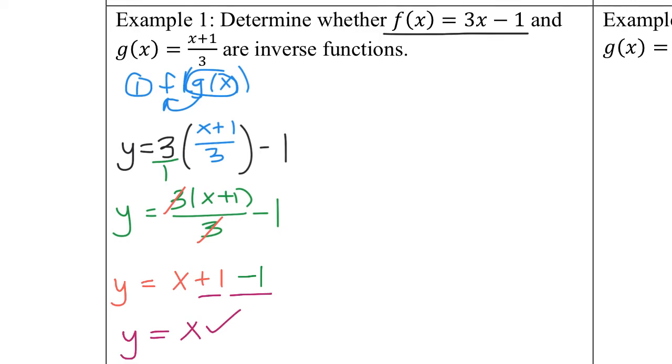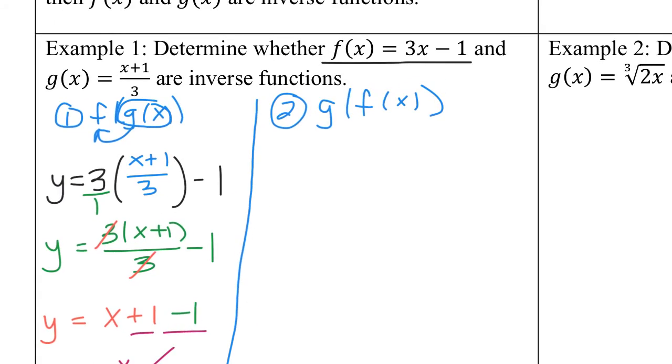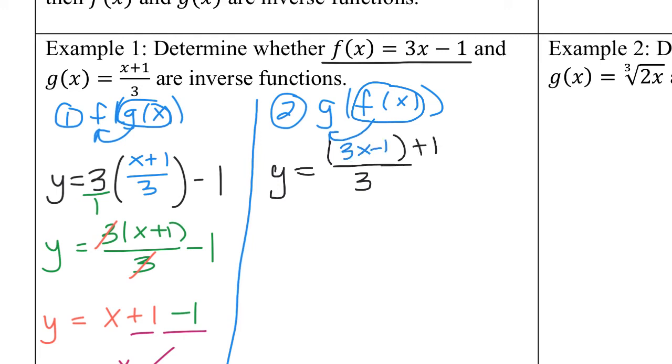Now we have to also make sure the opposite is also equal to x. So the second thing we need to figure out is I need to do g of f of x. I need to do both. Now this is backwards, so now we're going to take f of x and plug it into the function g. So g of x is a fraction. Now this says x plus 1, so the x is actually f, 3x minus 1, plus 1 all over 3.